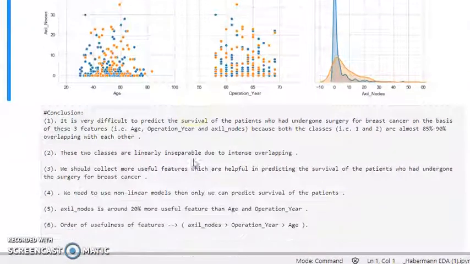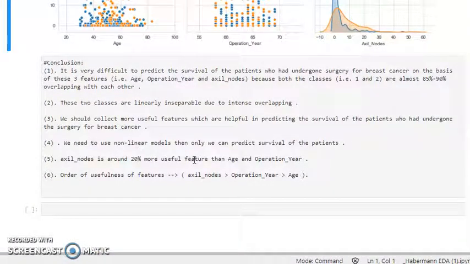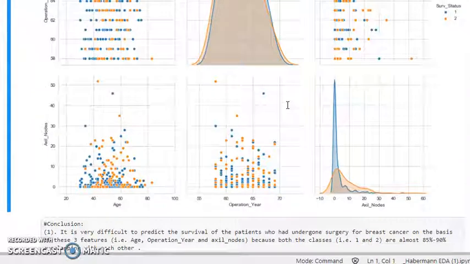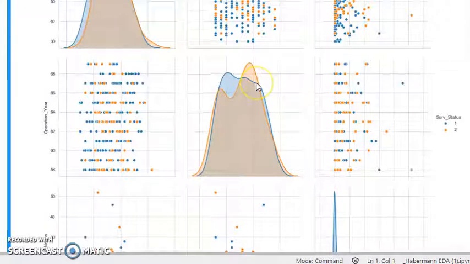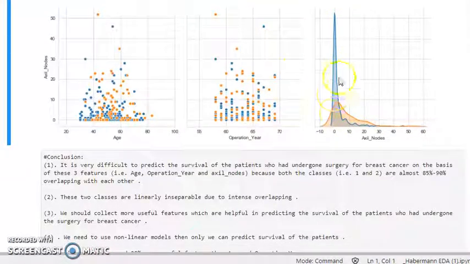So what are the conclusions we are getting from this particular plot? Let's see. It is very difficult to predict the survival status of a patient who had undergone surgery for breast cancer on the basis of the three features, that is age, operation year and axial nodes, because both of the classes 1 and 2 are almost 85 to 90% overlapping with each other. Definitely we can say it is highly overlapping. Again it is highly overlapping here, and here it is also a bit overlapping, but we can see some parts are still left which you can analyze.